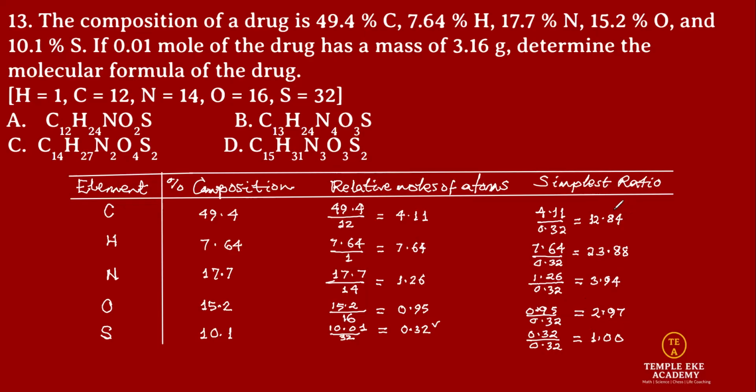Now, it is reasonable to take these values to the nearest whole numbers because they are significantly close to their nearest whole numbers. So 12.84, nearest whole number 13. 23.88, nearest whole number 24. 3.94, nearest whole number 4. 2.97, nearest whole number 3. And finally, 1.00 is an absolute figure, which is 1. Now, this gives us the simplest ratio of combination of the atoms.